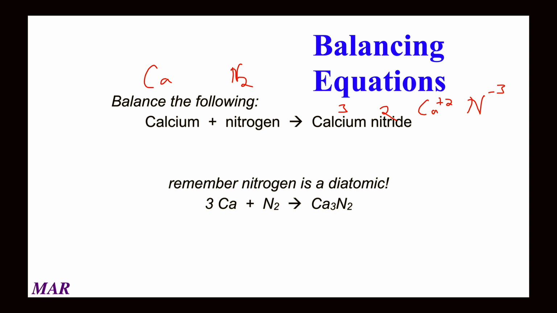Ca3N2. So N2 is a diatomic. Ca3N2 is calcium nitride. Initially, we have just calcium by itself because it's not a diatomic. Because of the 3 calciums in calcium nitride, we'll put a 3 right there. We are good to go.